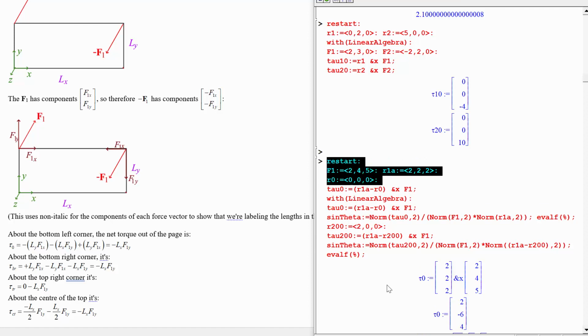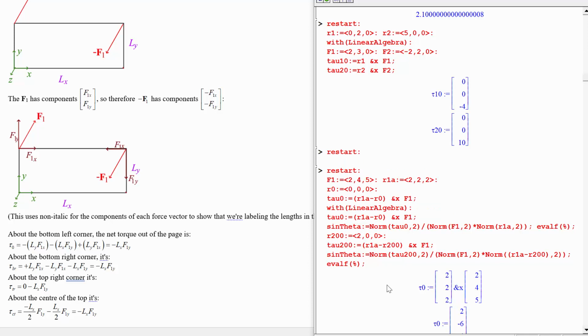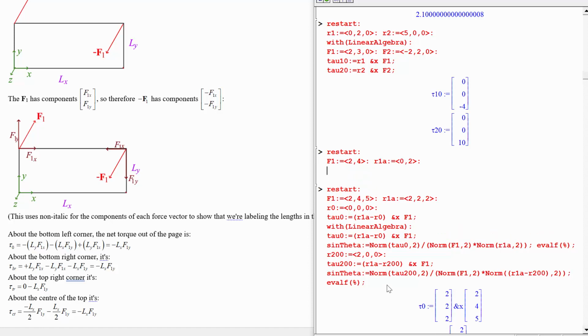So let's just make it from scratch again to lock in the concept of where this goes. So suppose we've got F1, which is equal to 2 and 4. Now we've also got R1 applied, and let's say that this is at 0 and 2. Now the other force is going to be -F1, and it's applied at some different spot. So let's say 5, 2.